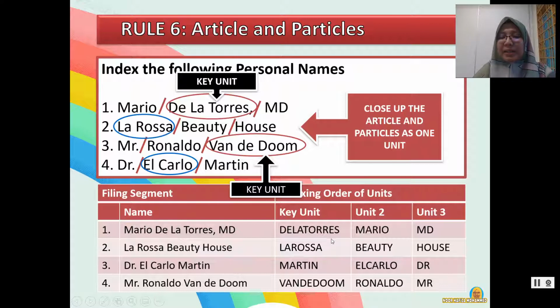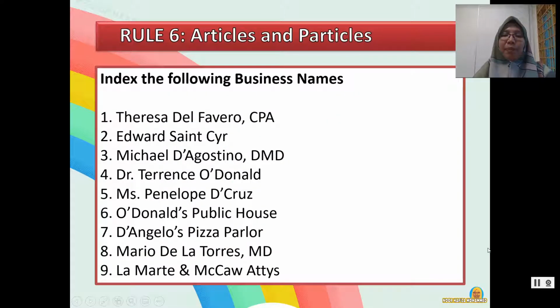You can see this is the answer, Dellatoris. Actually it's not only personal names, but a combination of personal and business names: Dellatoris, Maria MD, La Rosa Beauty House, and Martin El Carlo. You need to close up because we have an article particle, and Vande is an article particle, so you close up with Dom, Vandedom, Ronaldo. So what happens when you have this in a business name? Actually this is a combination of business and personal names, not the business name only.